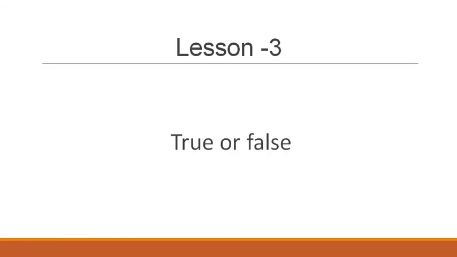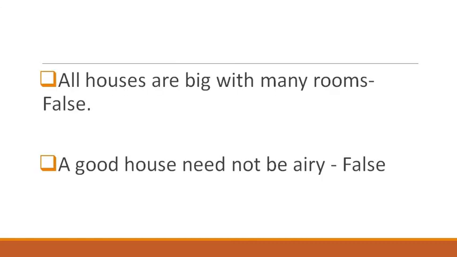Now moving on to the true or false of lesson number 3. So here also you have to repeat whenever I ask you to do so. Yes. So here the first question is, all houses are big with many rooms. Is it possible? No, it is not possible. Sorry, my bad, slip of my tongue. So it is not possible, no?